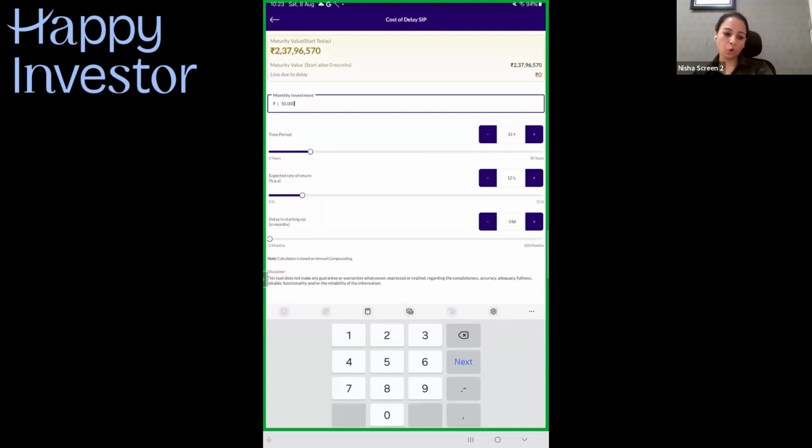Now, I would like you to focus on the maturity value, which is after 15 years. If friend A is starting his SIP of 50,000 today, the corpus that he would accumulate is 2.37 CR, right? Now, let's see what happens in case of friend B. Friend B is also starting with the SIP amount of 50,000 per month for the same duration, which is 15 years, with the same expected rate of return of 12%, but in this case, he's delaying his SIP by 12 months.